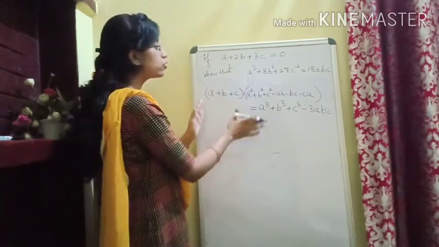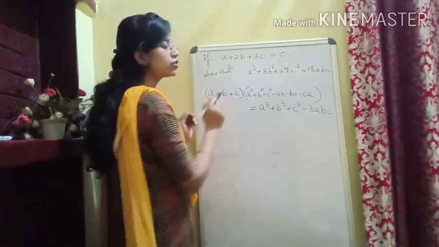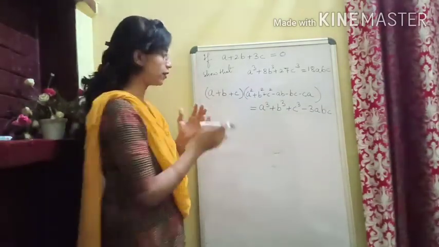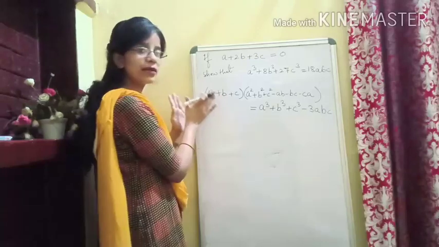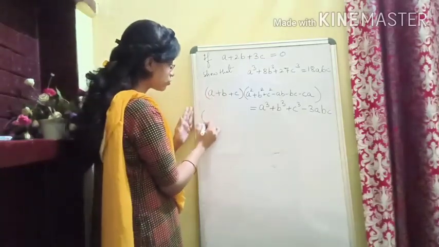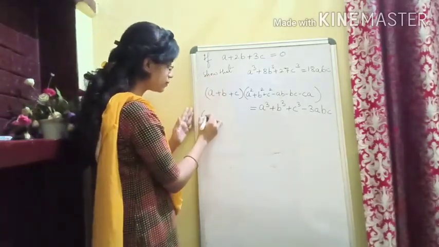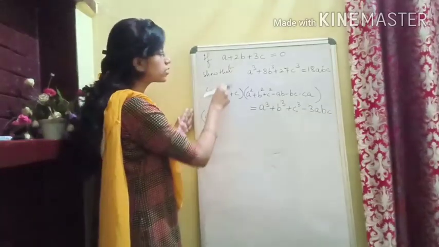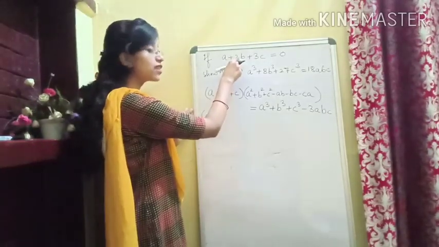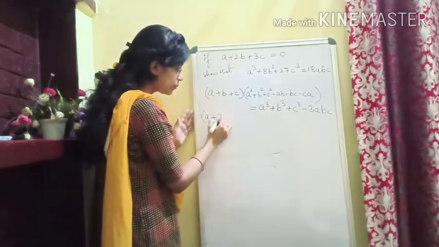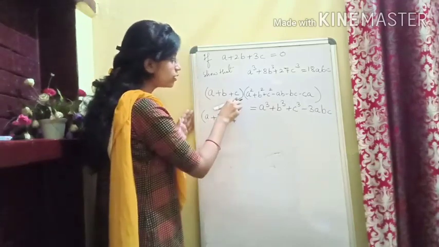So according to our question, let us put the values in the identity and let's see what happens. Now on the left hand side, I'm going to put the values. So here A as it is plus B, what is there in the question? It is in fact 2B. So it will be 2B plus C. What is C?